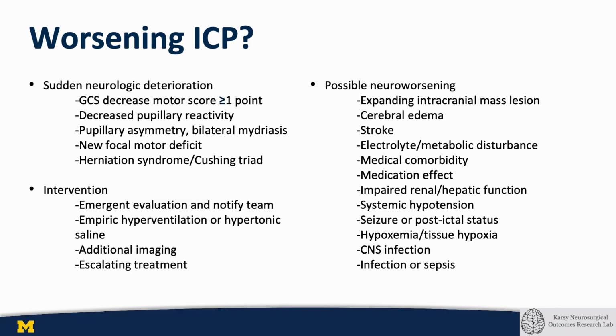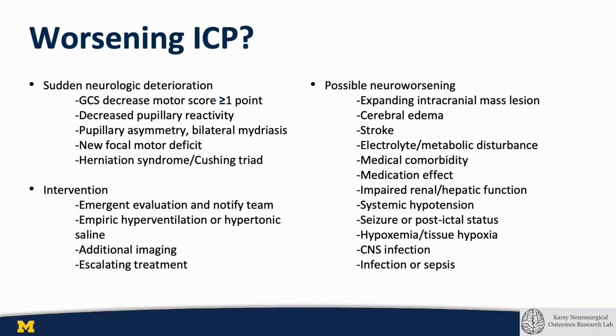What are other signs of worsening ICP that could be seen on a clinical exam? Well, you could see a decrease in GCS by greater than 1 point, pupillary asymmetry, pupillary dilatation, a new focal motor deficit, or Cushing's triad, the hemodynamic response. These are all clinical signs that you can observe that can oftentimes precede an ICP challenge or be at the same time, and start to corroborate that you are truly dealing with an ICP issue.